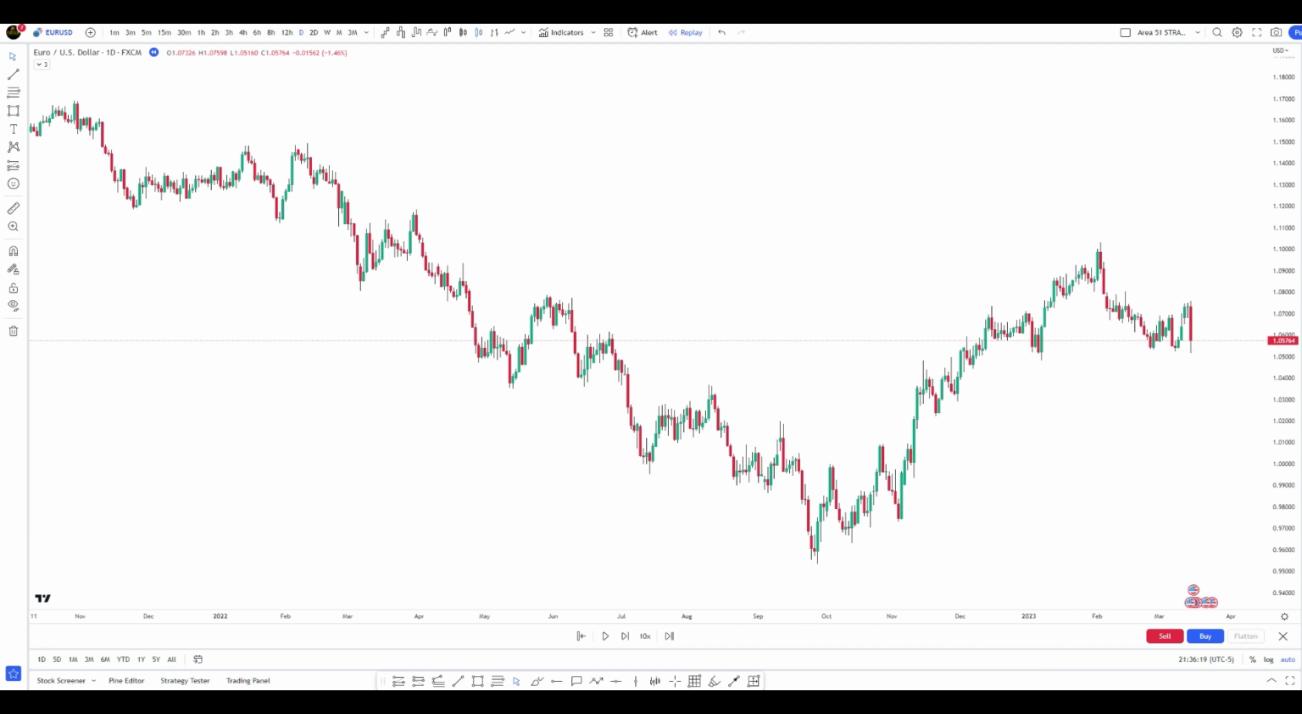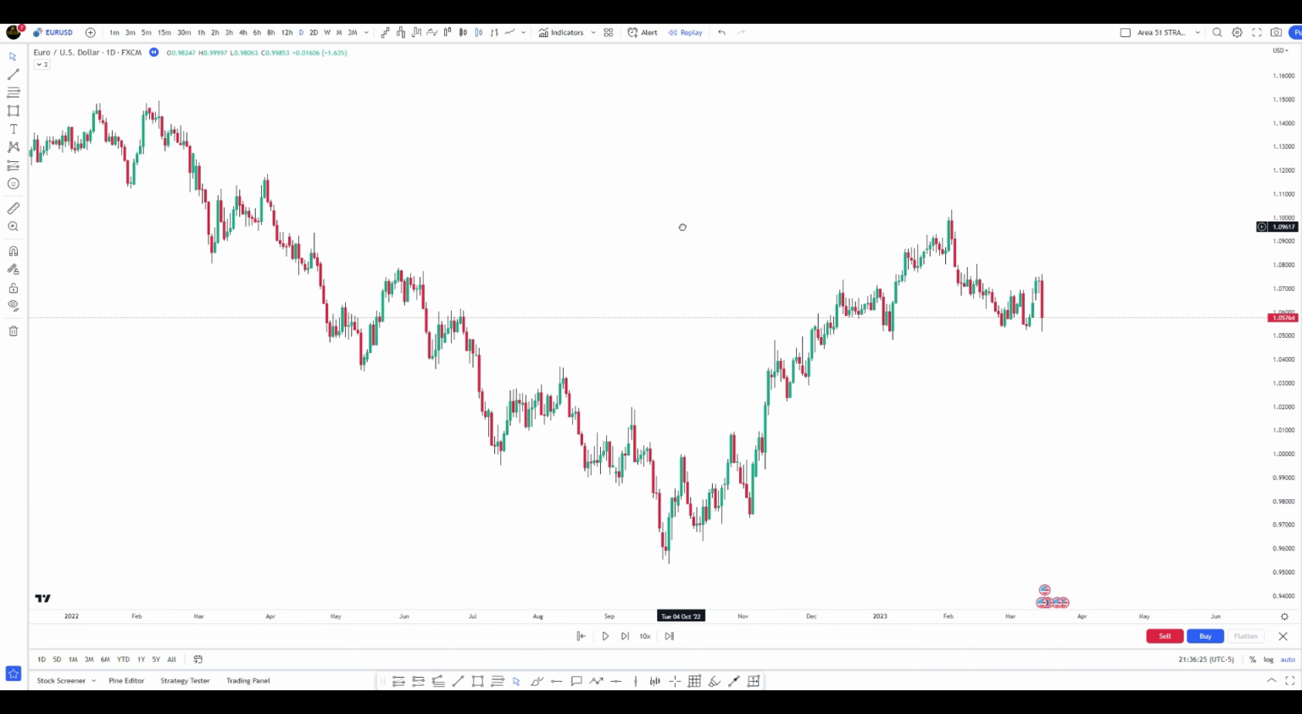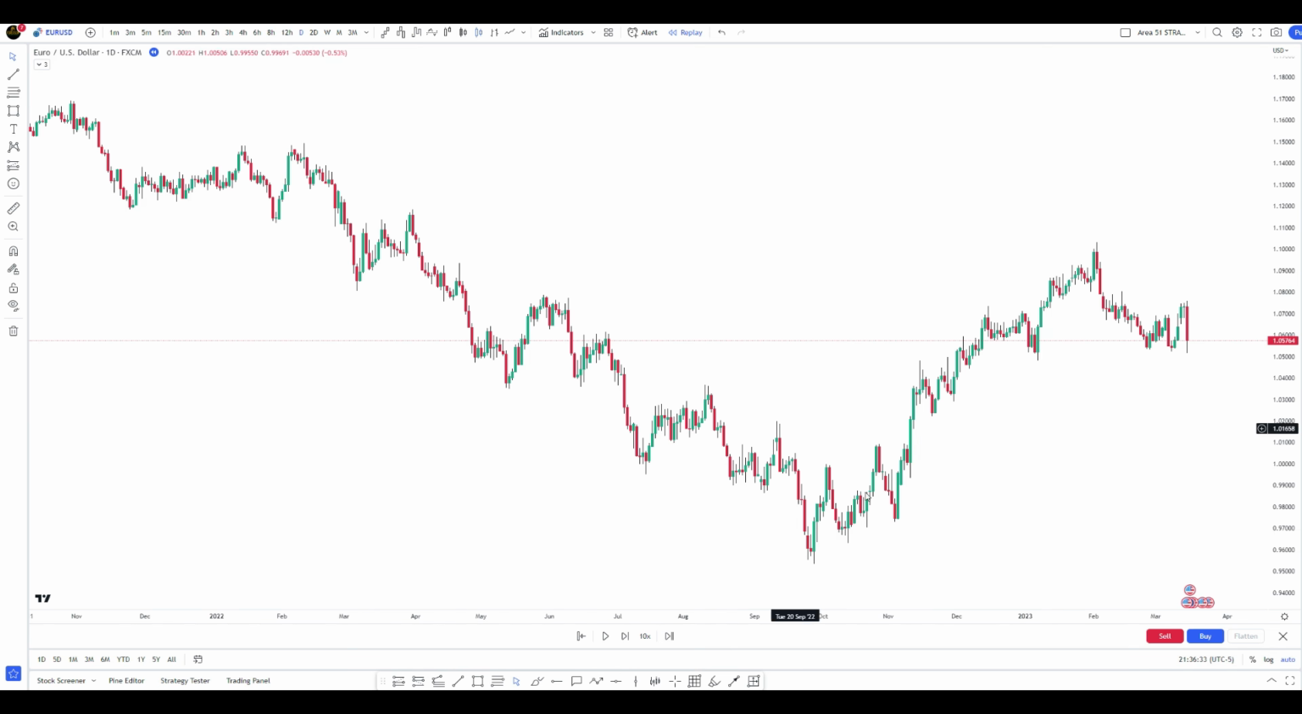All right, here we are on the Euro USD using the TradingView platform as usual. So this is the daily time frame. You can go to the lower time frame like the 4 hours, but I'm going to show you guys from the higher time frame point of view, and then we're going to scale down to the low time frame until we find that entry. So here, before this uptrend, we had a downtrend market.